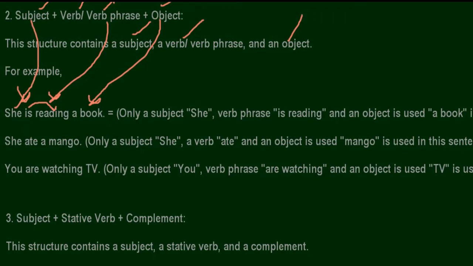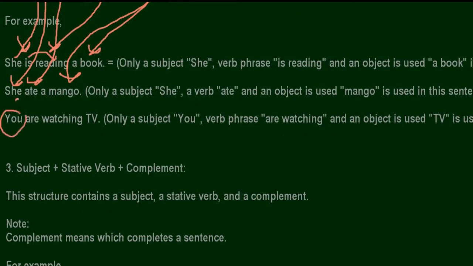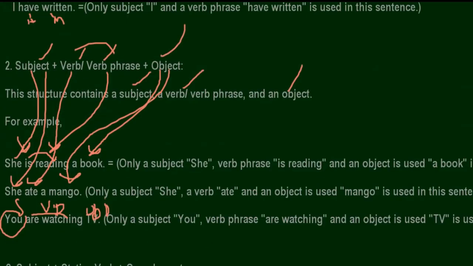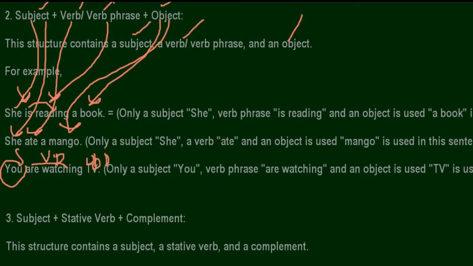In the same way, the second sentence we have is she ate a mango. She is a subject, ate is a verb, and a mango is an object. The third one I have is you are watching TV: you is the subject, are watching is the verb phrase, and TV is the object. So it is a very simple and very common sentence structure, because we have only subject, verb and object. I hope it is clear.